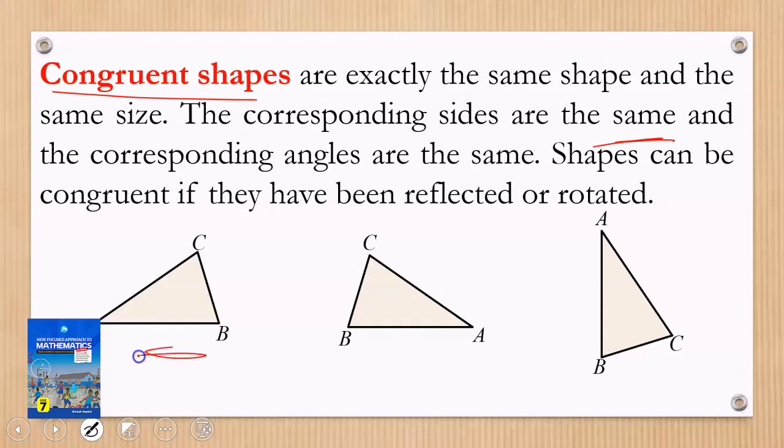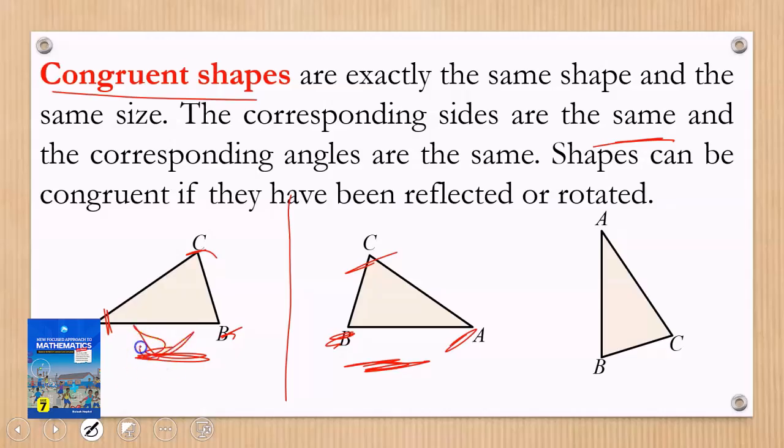Now, let's take this original shape of A, B, and C. When I reflect this, let's say over this mirror line, you see that the shape will be reflected as this. Now, the shape is the same, the size is the same. The only difference is that the orientation has changed. Look at where B, C is, and look at where B and C is, and look at where A is here, and look at where A is here. The difference is that the orientation has changed, but the size and the angles remain the same.